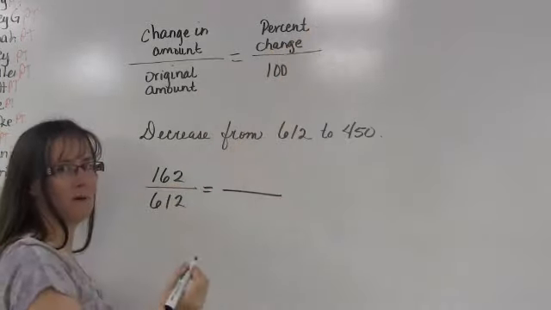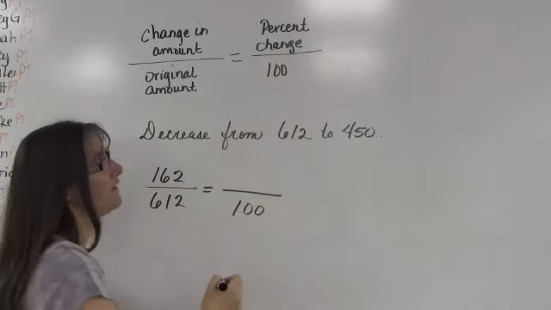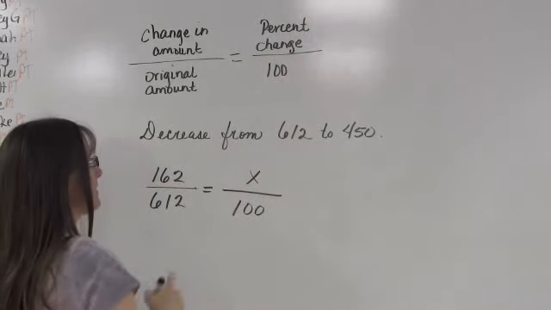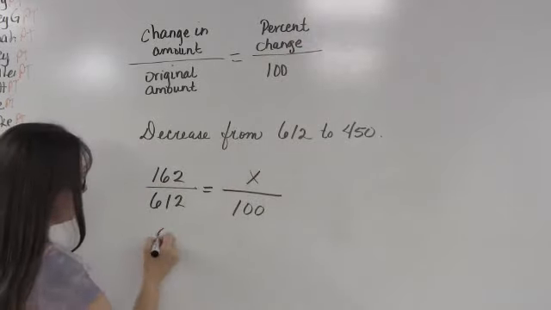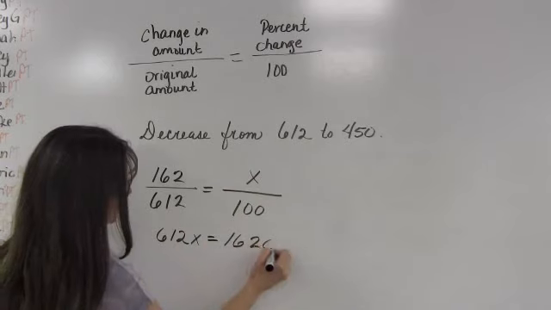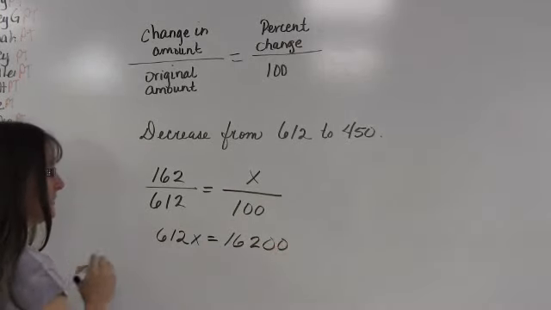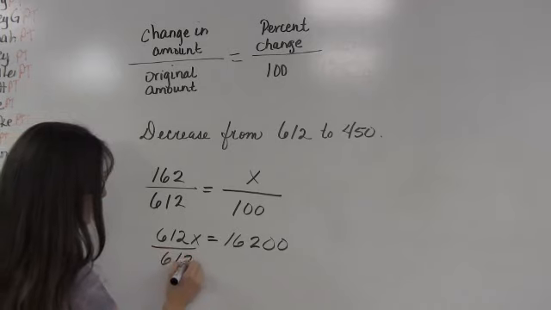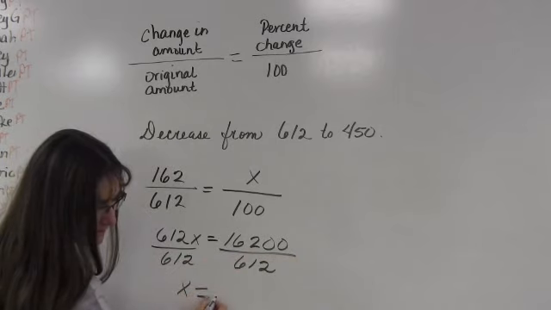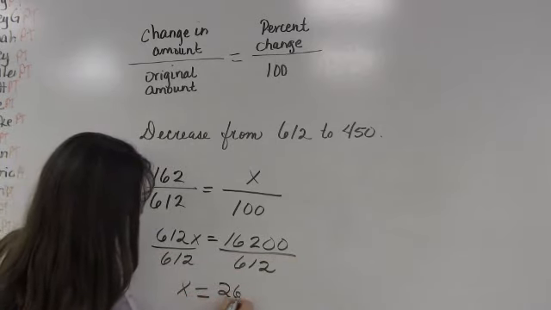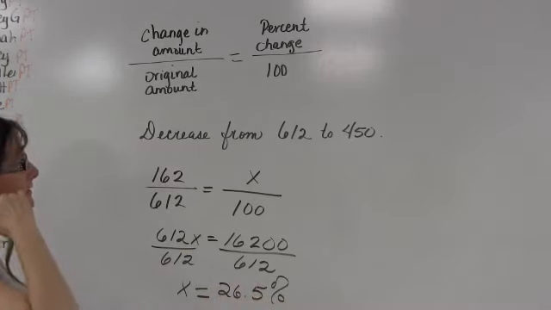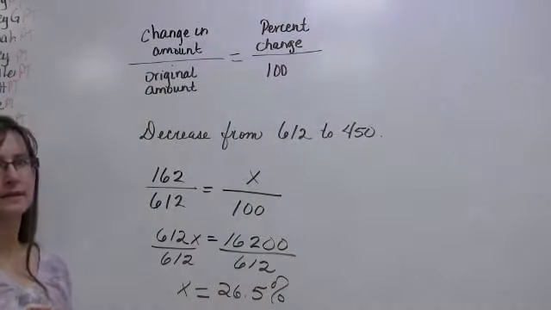Well, this is the only number I don't have. I have a number for every other spot. So this is what I'm looking for, my percent change. I'm going to go ahead and represent that with X. So when I cross multiply, I'm going to get 612X equals 16,200. And I want to divide both sides by 612 so that I can get X by itself. I discovered that my percent change for this one is 26.5%. So the percent decrease is 26.5%.